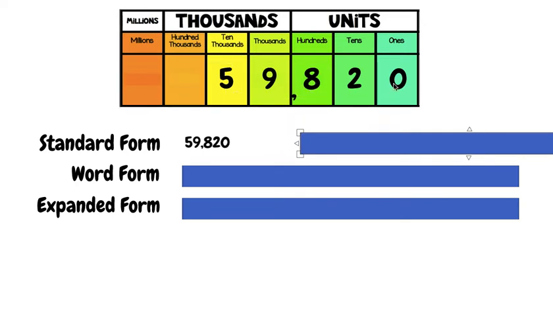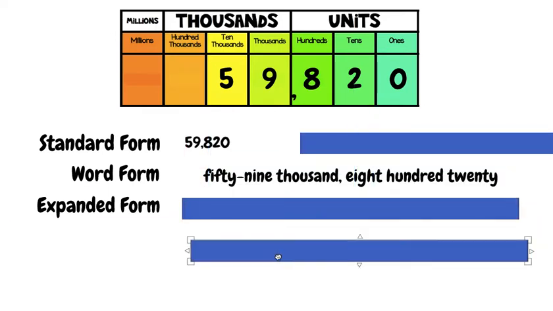59,000, and then we have our ones period or our unit period, 820. So my number is 59,820. All right, so how would you write that in word form? Pause this video right now and write this number in word form. Go.